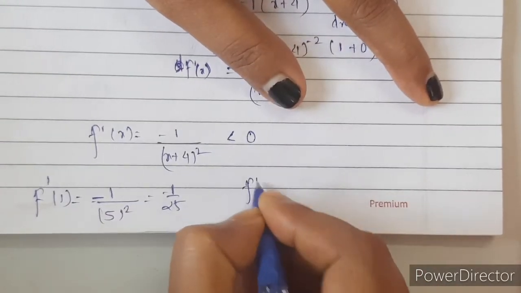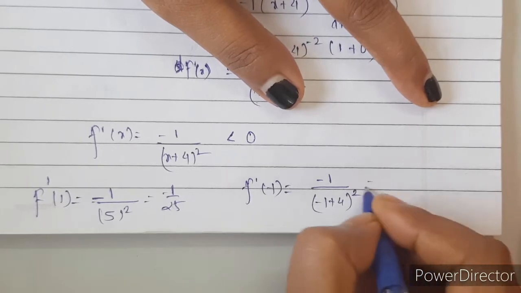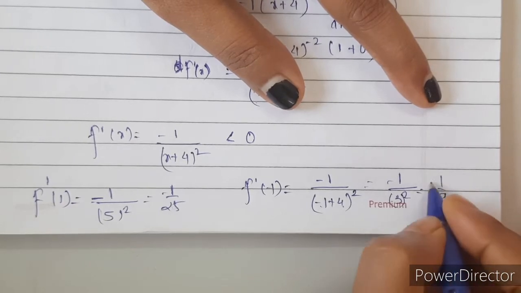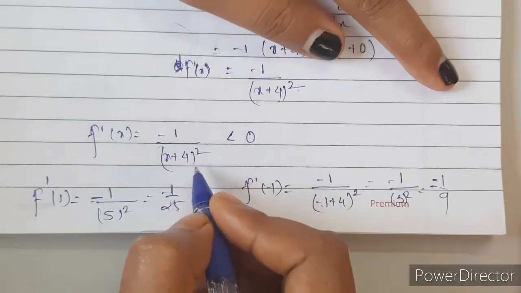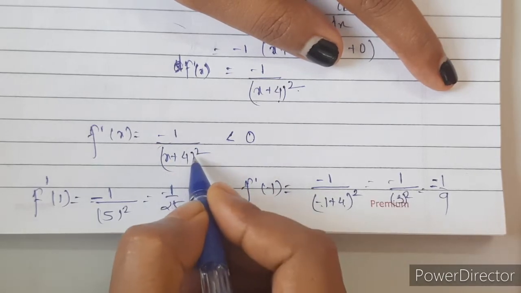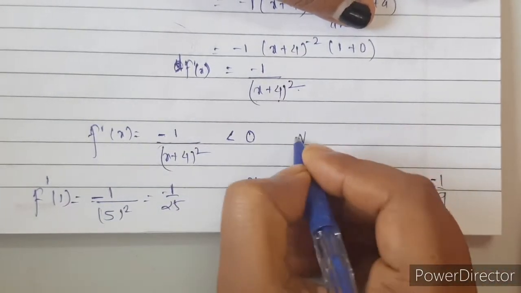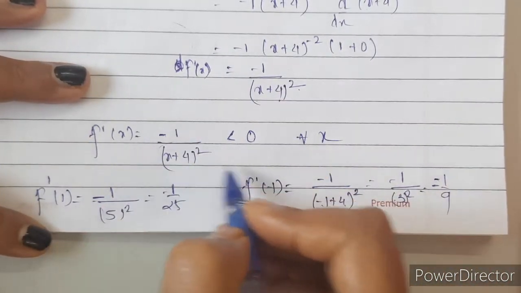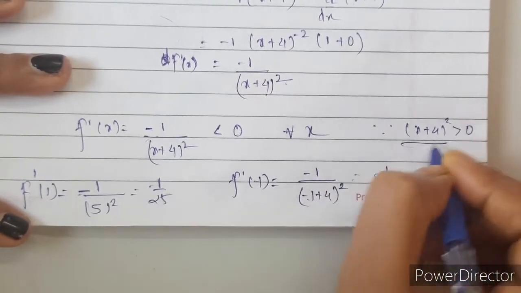Suppose I substitute minus 1. This will be minus 1 upon minus 1 plus 4 whole square; minus 1 plus 4 is 3, so 3 square, that is minus 1 upon 9. The denominator will always be positive because we have a square here. No matter what value you take, whether positive or negative, it will be positive. Since this is positive and we have a negative sign here, f dash of x will always be less than 0 for all x. Hence we are done. So for all x, f dash of x is always less than 0 since x plus 4 square is always greater than 0.